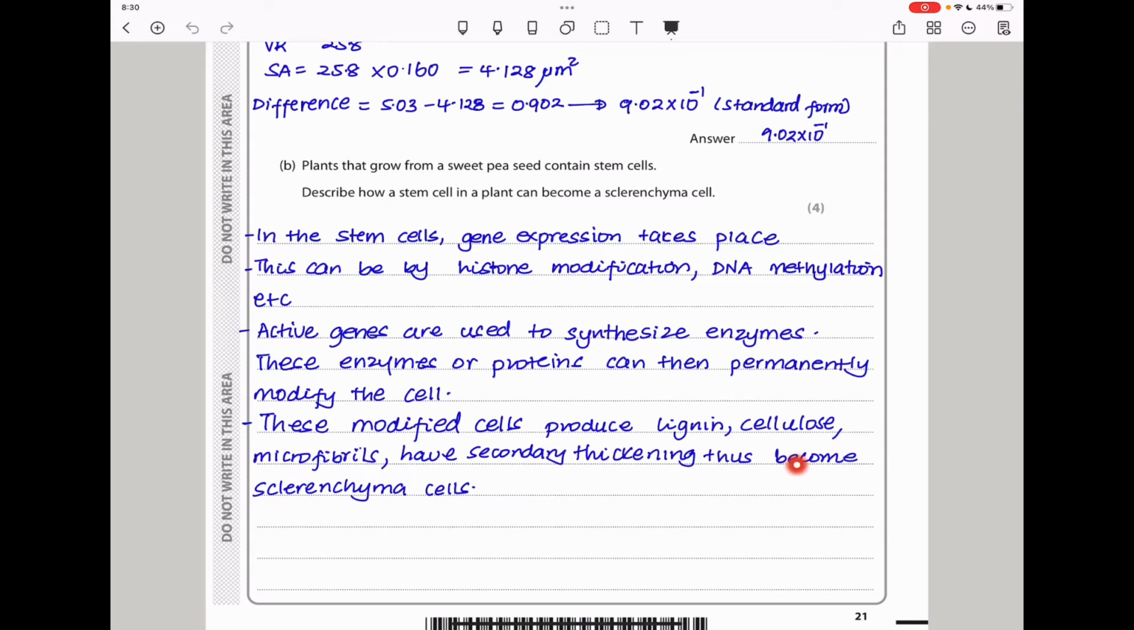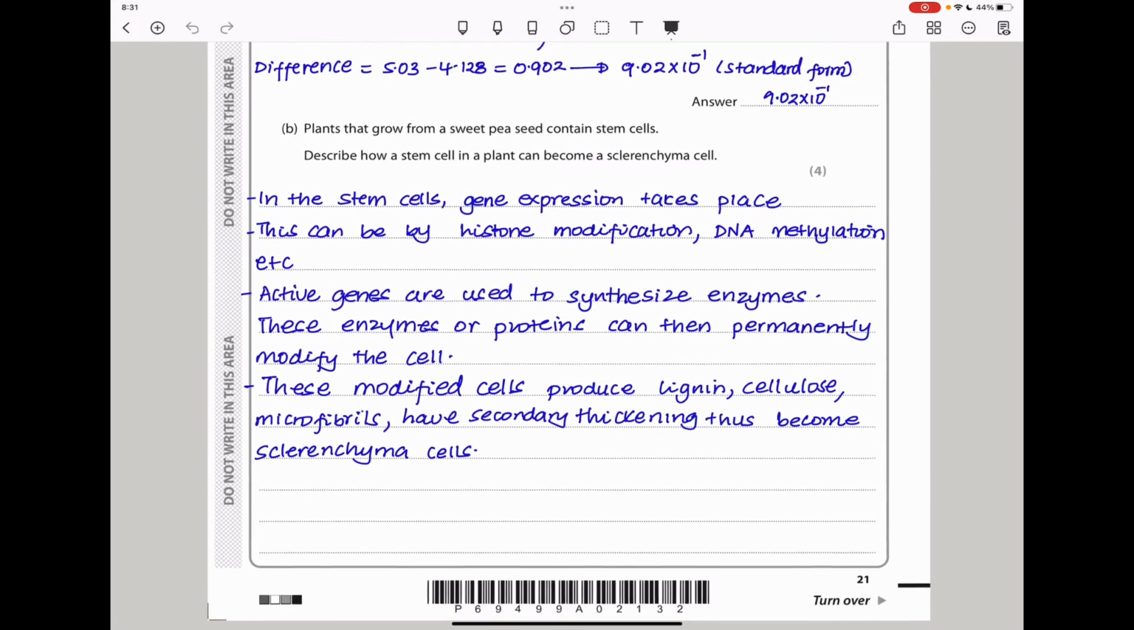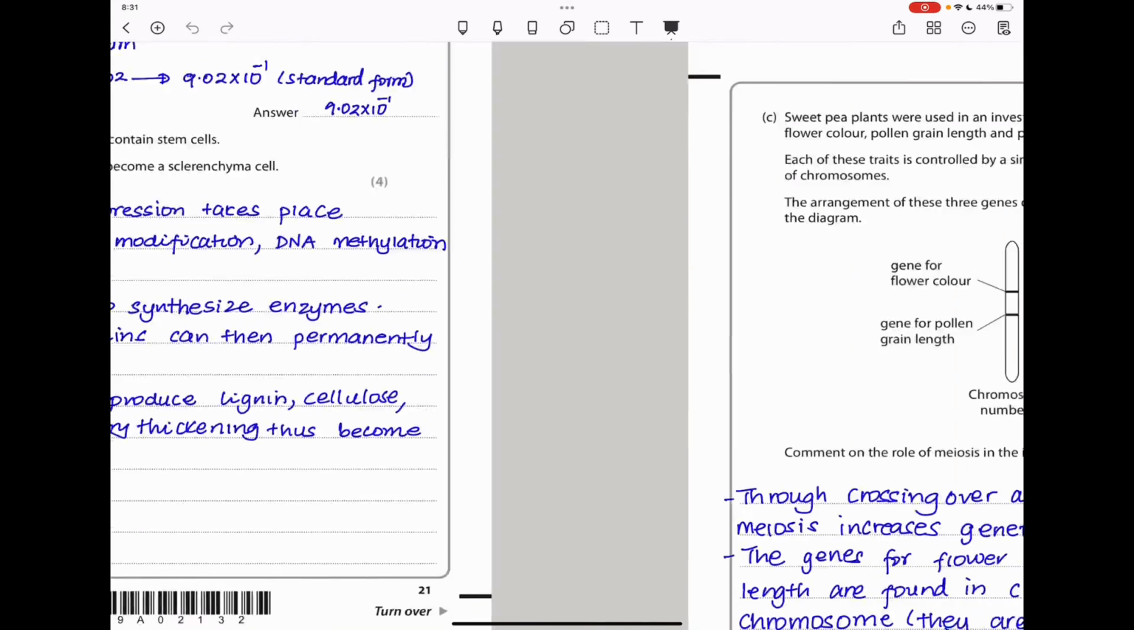To be able to do this, it's because some modification has occurred on its DNA, meaning some genes that are responsible for the production of lignin, for the formation of cellulose, microfibers, and so on, are going to be activated. Some of the genes that are not necessary will be switched off, but these are going to be activated, and therefore this cell becomes specialized in order to be able to produce these things and become a sclerenchyma cell. So I will continue.